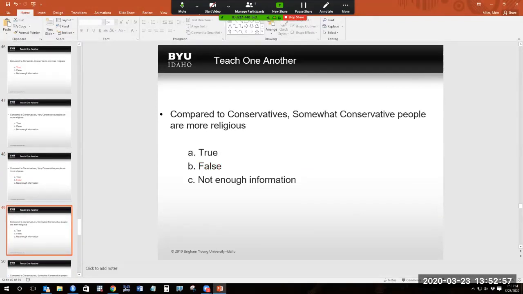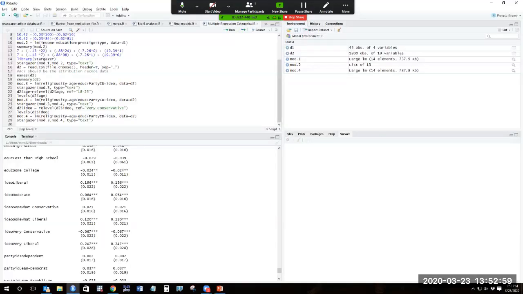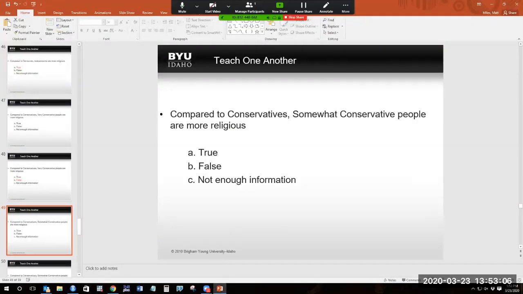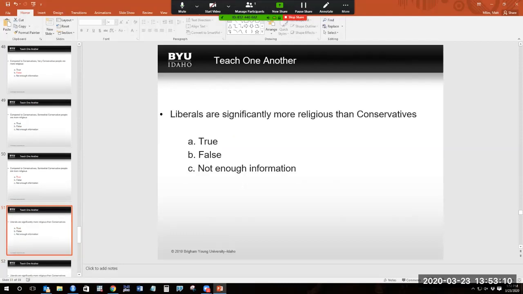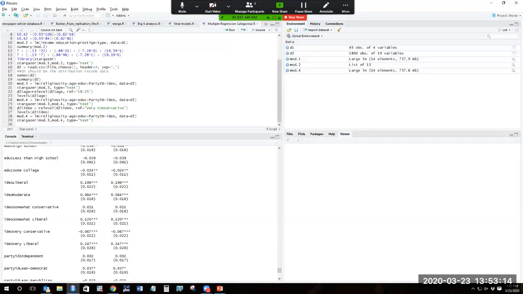What about somewhat conservative? Are they more religious than conservative? Go to somewhat, no stars. So statistically, they're the same as conservatives. So that would be false. Liberals are more religious than conservatives. Let's see. Here's liberal. It's got stars, but it's positive, so that means less religious.